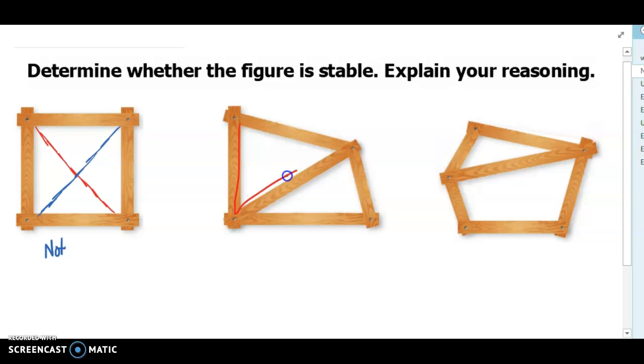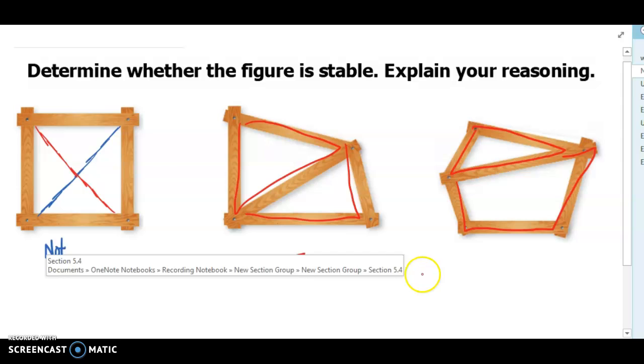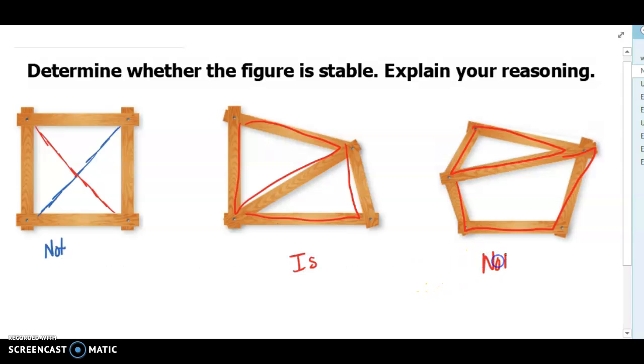This one, notice, is composed solely of triangles, so this is stable. Okay, if we look over here, this part is stable, but this part down here is not stable, meaning that the whole structure is not stable. Now if we wanted to make this stable, we could put a diagonal either here or a diagonal here. We don't have to have both, and that would make it stable, but as it is, it's not stable.